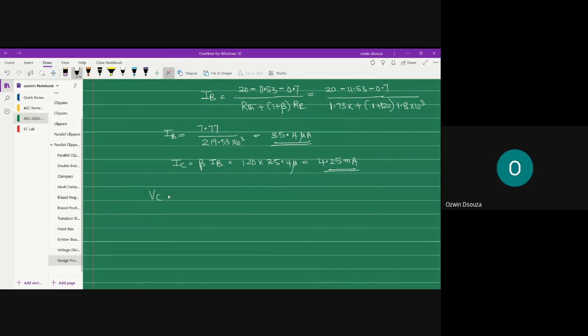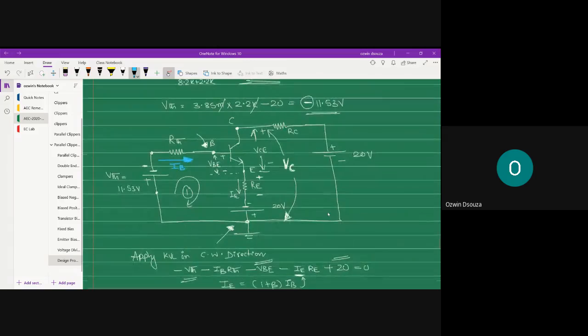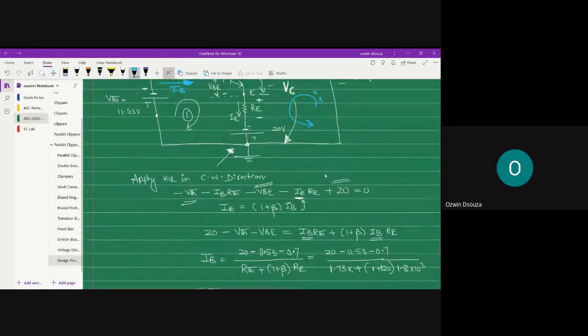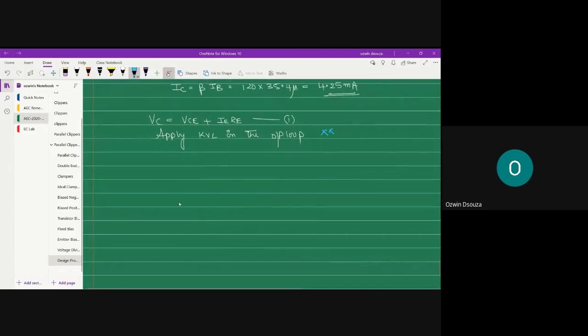Okay. Once this collector current is known, you can probably find VC. Okay. So VC is basically VC plus IE into RE. Okay. We'll take this as equation 1. Okay. Next, let us apply KVL in the output loop. Let me just give some color coding so that you'll be able to remember what exactly I'm doing in the main circuit.